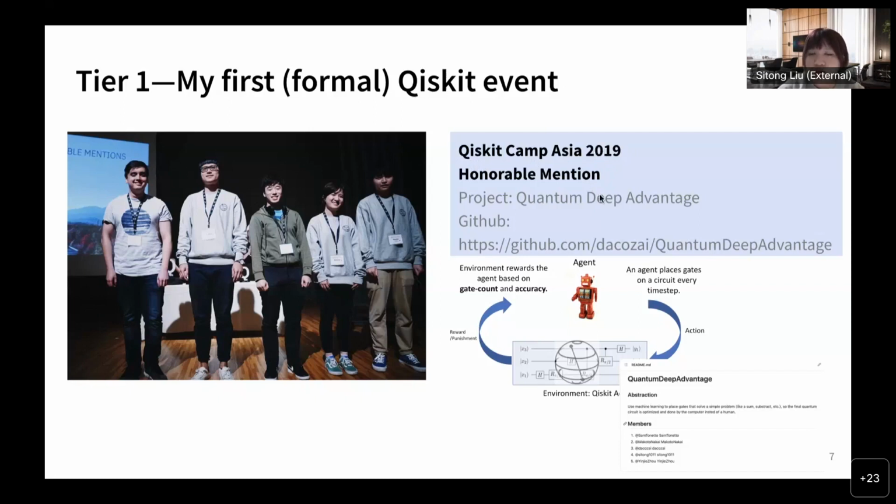It is about using the classical deep learning method to improve the compilation, or to improve the building of quantum circuits. What I learned from this project is that even if you are still not an expert in quantum computing, you can actively participate in events related to Qiskit and quantum computing, because you will learn a lot from this kind of events. This is what I found in this event.